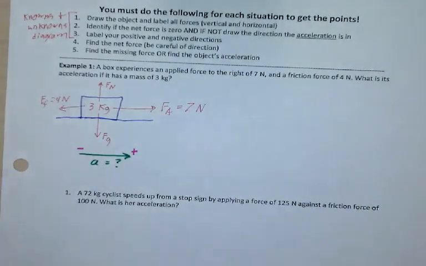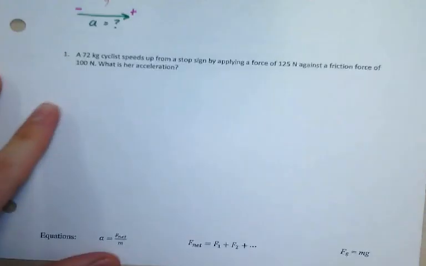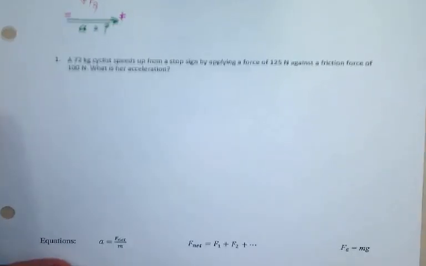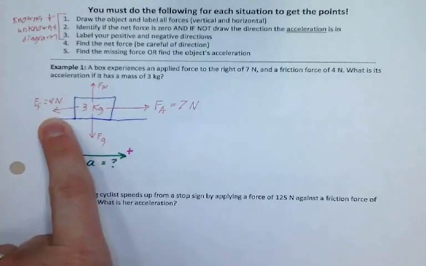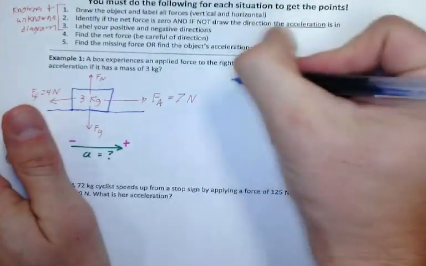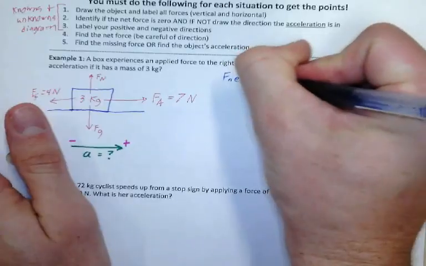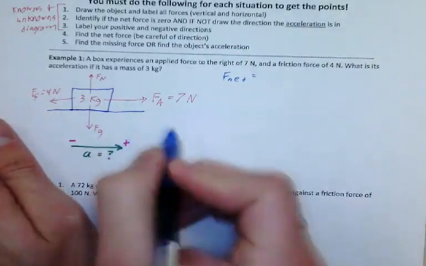So find the net force. There's two ways to find the net force. A equals F net over M, and F net equals F1 plus F2 plus whatever else there is. When I'm doing these, I'm asking myself, what do I have? Do I have the acceleration, in which case I use F net over M? Or do I have the forces? Well, in this problem, I have the forces. I've got FA is 7 and FF is 4. So I'm going to use the F net one. I'm only using the side-to-side forces because that's the direction of the change.